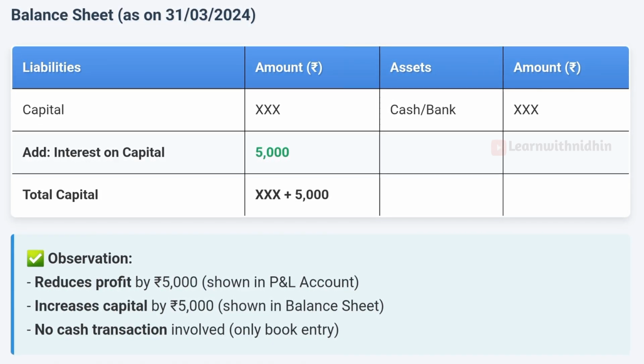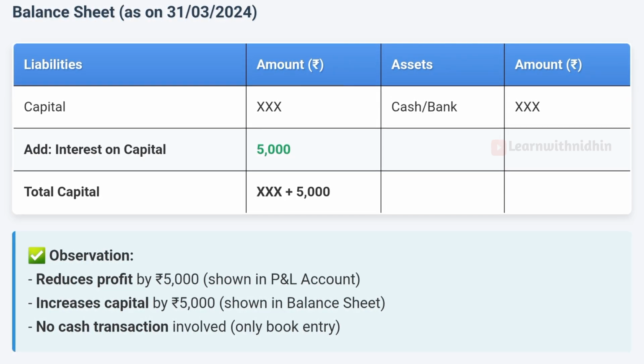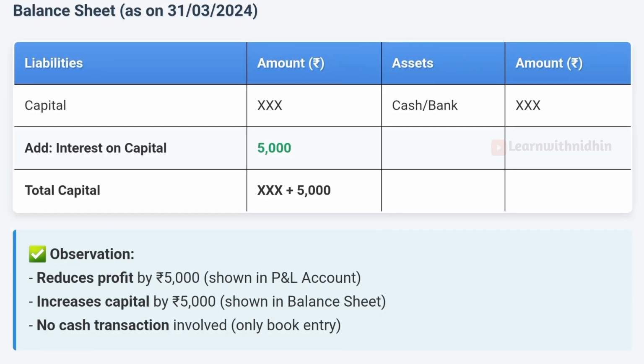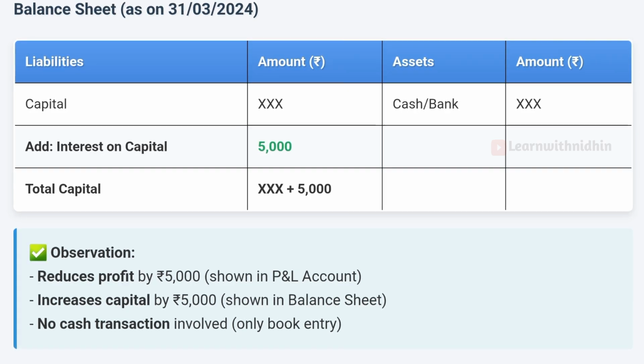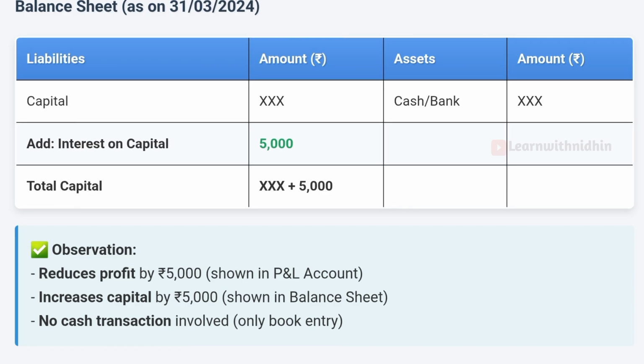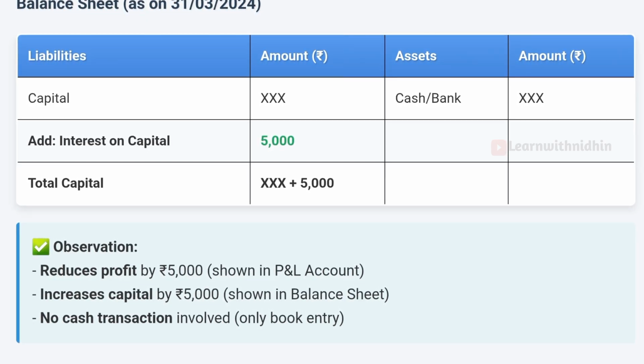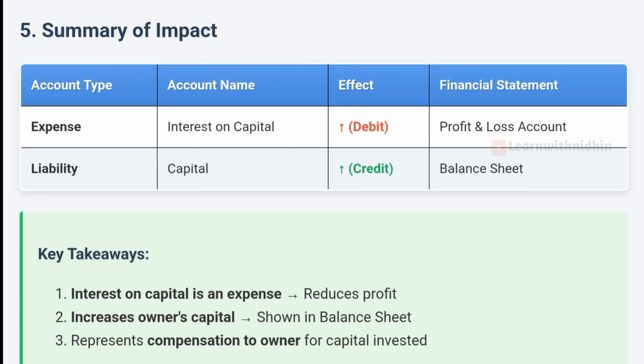Observation. So, what's the big picture? Profit decreases by 5,000 rupees since it's an expense. Capital increases by 5,000 rupees because the owner earns interest. And remember, no cash is paid here. It's just a book adjustment. Let's summarize everything we've learned.